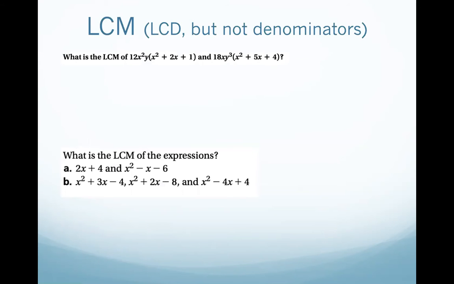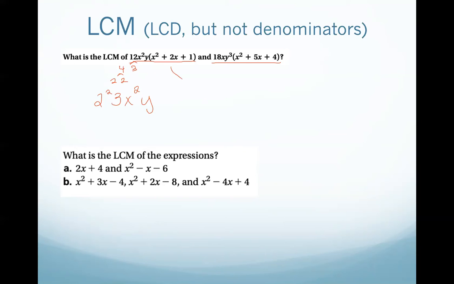So first, let's review the least common multiple, which means the least common denominator, but it doesn't have to be a denominator. So if I'm looking for the least common multiple of these two expressions here, what I want to do is factor until I can't factor anymore, and then create a new expression that contains all of those factors. So I'm going to say 12 is 4 times 3, and 4 is 2 times 2. So I can write that as 2 squared times 3 times x squared times y.